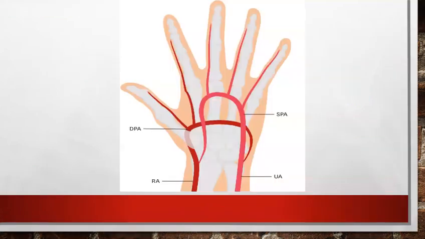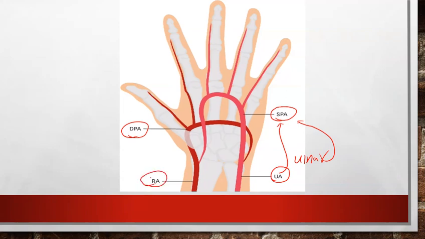Let's start. As we see here, the palm contains two arches: the superficial palmar arch and the deep palmar arch. The main component in the formation of the superficial palmar arch is the ulnar artery. Again, the ulnar artery is the main component in the formation of the superficial palmar arch, but the radial artery is the main component in the formation of the deep palmar arch.